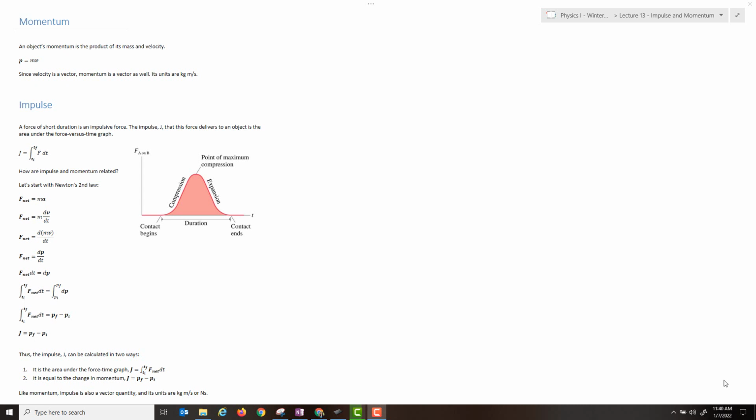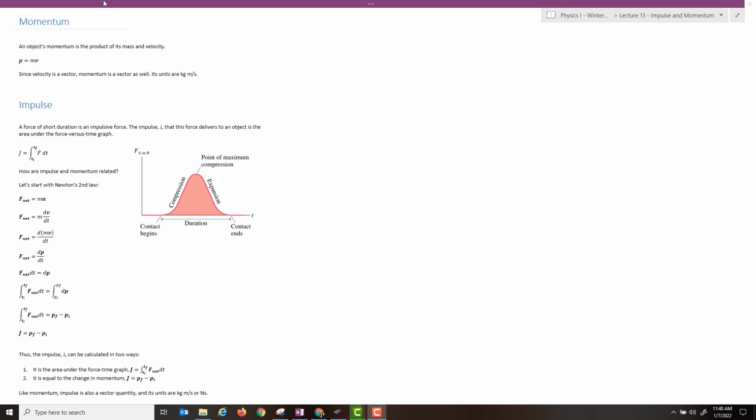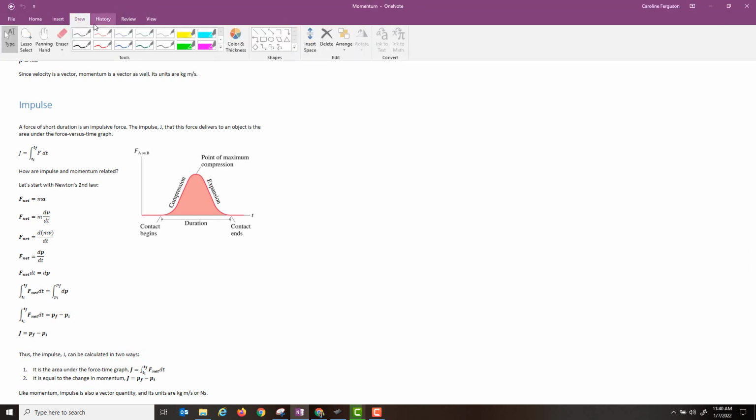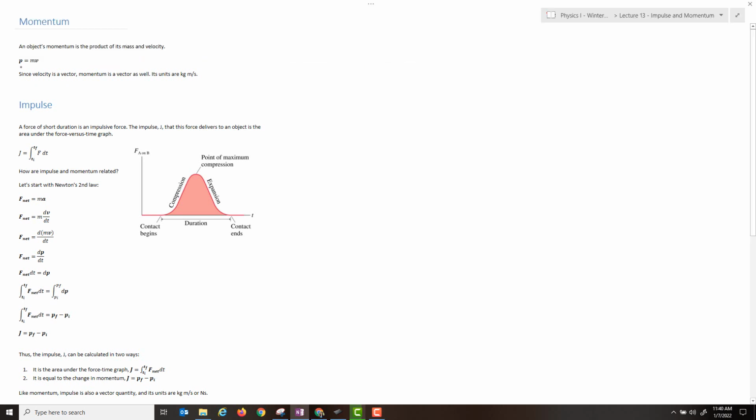The units for momentum would be the units for mass times the units for velocity. Mass is kilograms, velocity is meters per second. So the units for momentum would be kilograms times meters per second. Put them together, multiply them, you get kilogram meter per second.